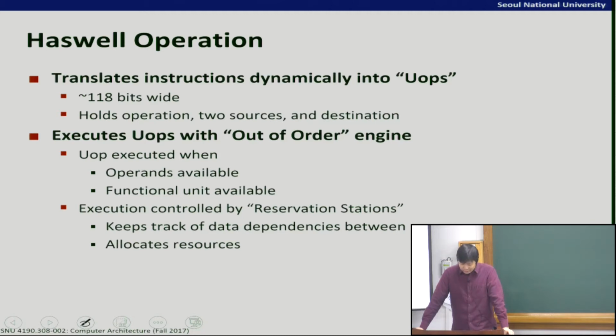Execution is controlled by the reservation station. I'm not going to talk about reservation station details, but it keeps track of data dependences between operations. Let's say there is a dependence between two instructions; then the second cannot start execution until the first one finishes, right? So there is a data hazard: this one must finish first, and then the second instruction can start. That kind of dependency is tracked using a special structure called the reservation station. I'm not going to cover more details, which are covered in graduate-level computer architecture. Just remember that there's a special structure that tracks the dependency, the producer-consumer relationship between instructions, and that's the reservation station.